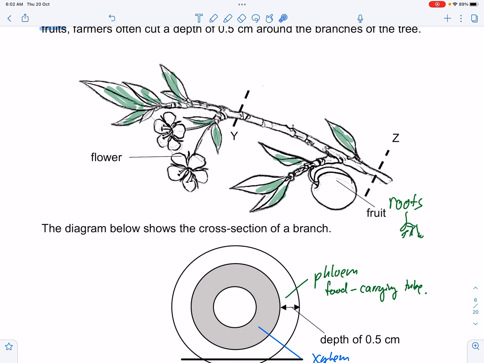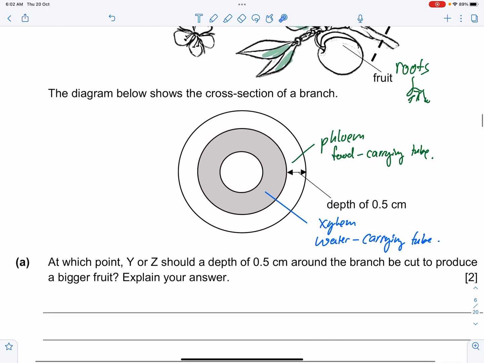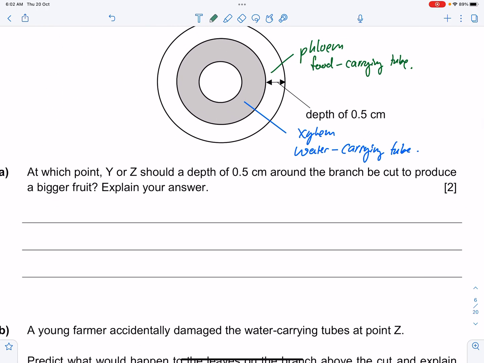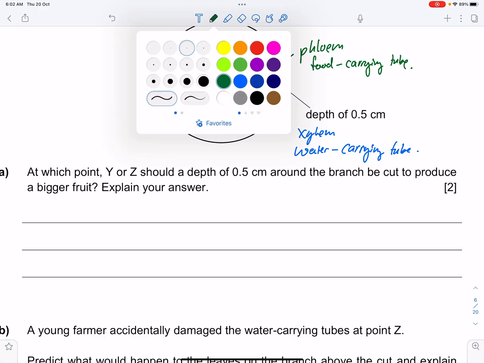Now, I always like to use roots as a point of reference because sometimes the diagram could be horizontal or could be vertical. But if I say that food cannot go past Z to roots, it is very clear cut that I'm telling the examiner it cannot go in this direction. Because if I say past Z, it can also mean this direction, right? But when I say past Z towards the roots, it can only mean this direction.